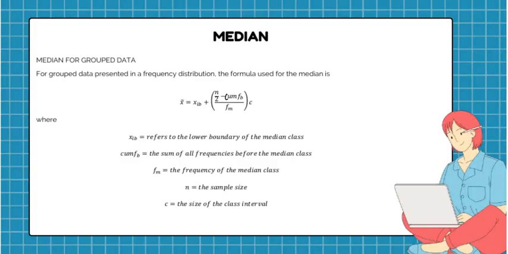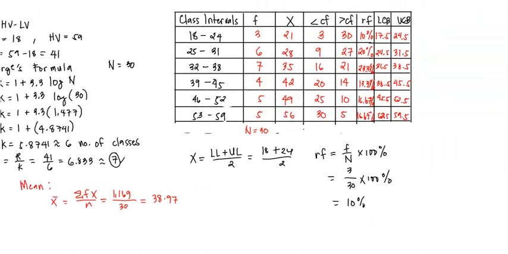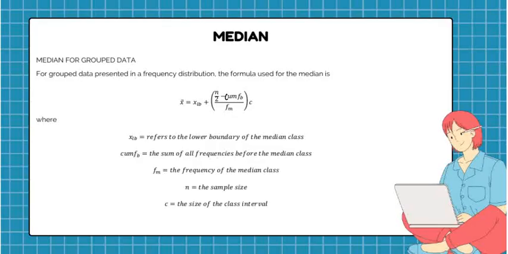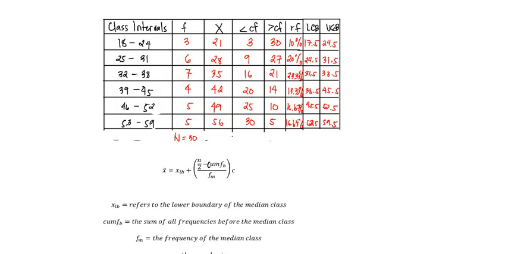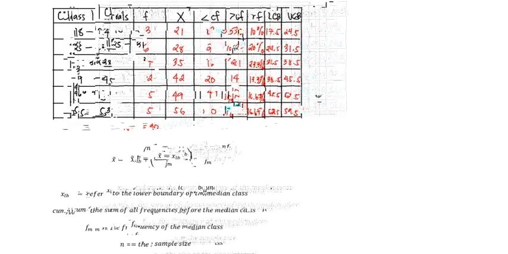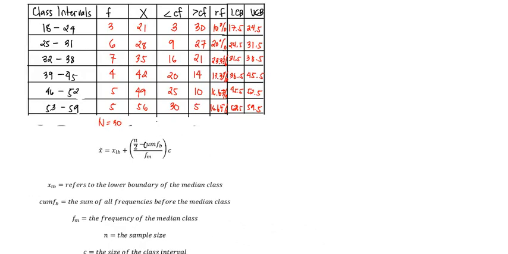So let me explain to you how we apply this formula using the same data set. A while ago we calculated the mean, which is 38.97. We are also making use of this frequency distribution table in order to find the median. So let me just crop this part where we use this formula so that we don't have difficulties in defining it. So this would be the class intervals, and this would be our formula and its notations used.